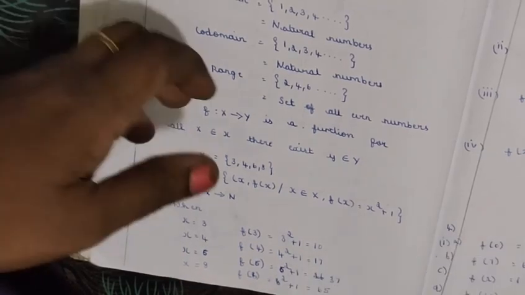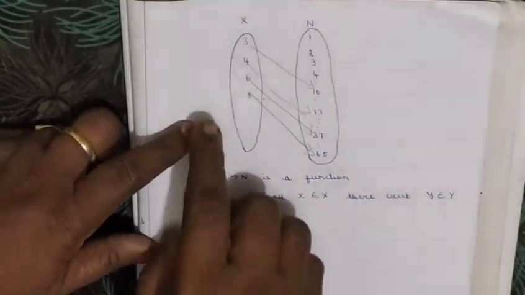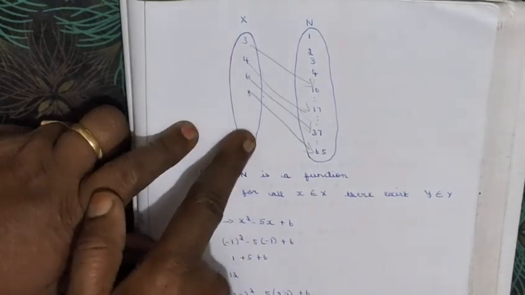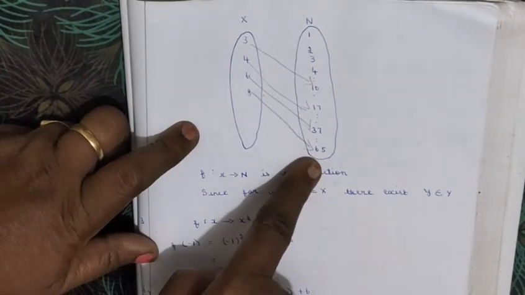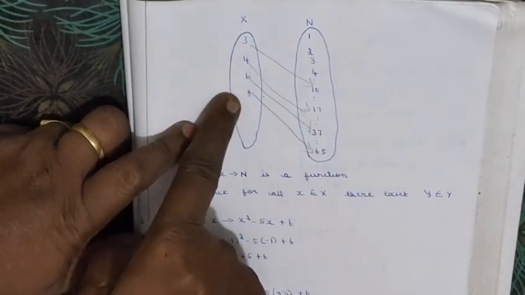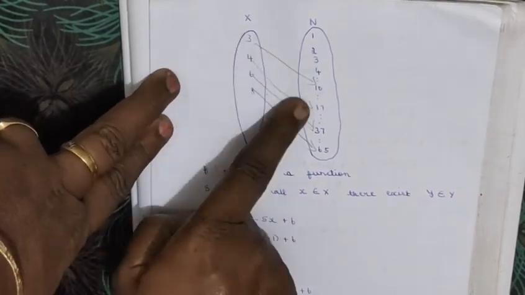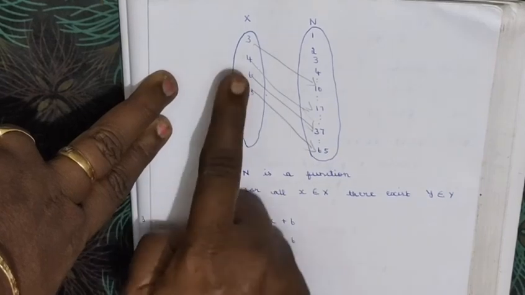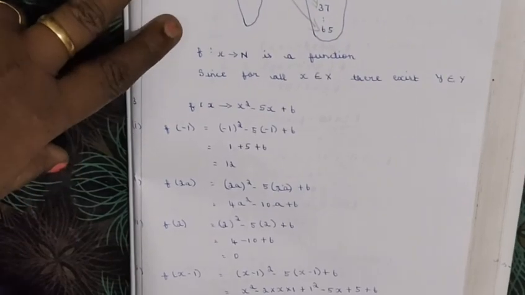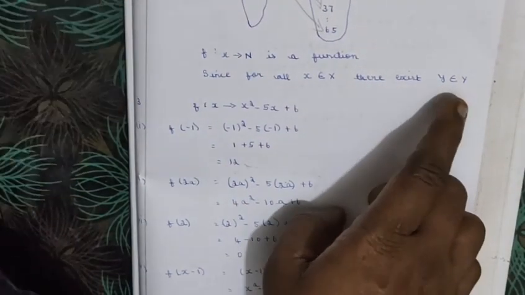Now we have to find whether it is a function or not. In order to find that, we have to draw an arrow diagram. List out all the elements of x and all the elements of y. Y belongs to natural numbers and x is 3, 4, 6, 8. Now find all the pre-images and images, and also they are distinct. So f is a function from x to N, since for all x belongs to x, there exists y belongs to y.